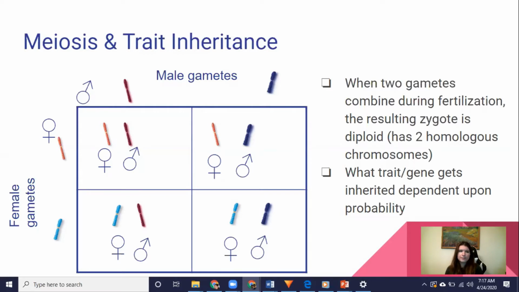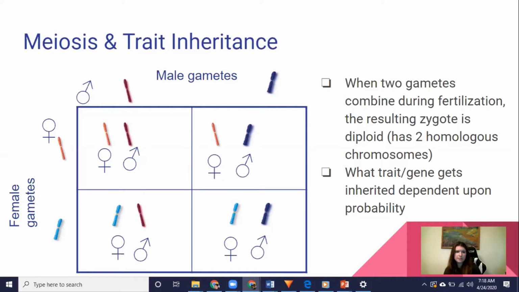What trait that zygote is going to express is going to be dependent upon probability. And I'm pretty confident that you've seen Punnett squares before. We'll get to them at the end of this video, or relatively soon actually. But I wanted to show you how Punnett squares are related to what's going on with the cells.